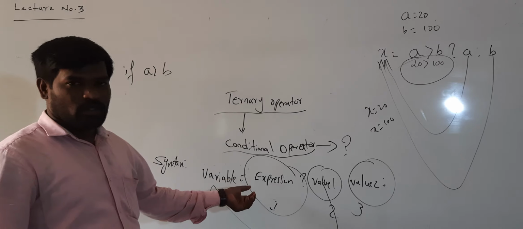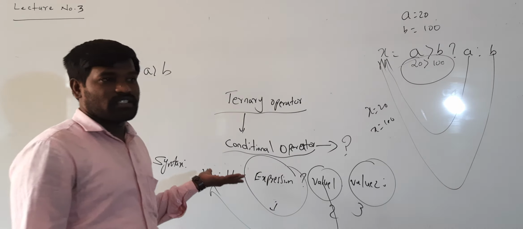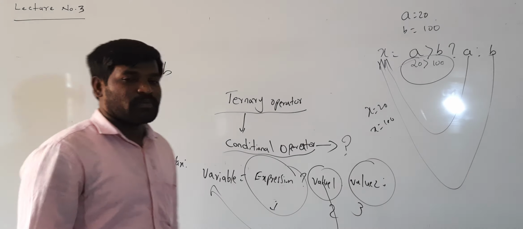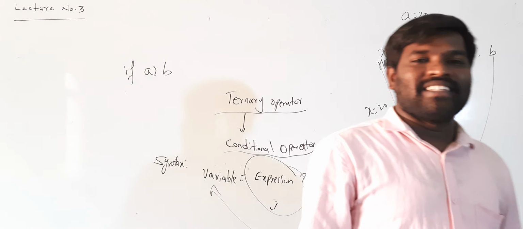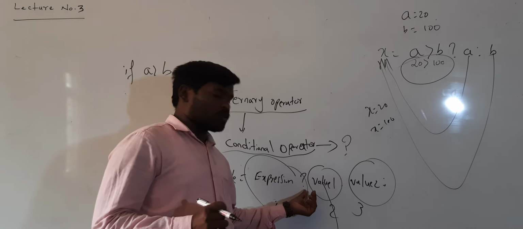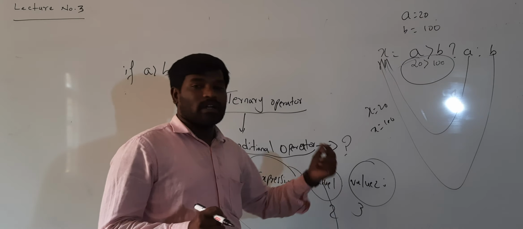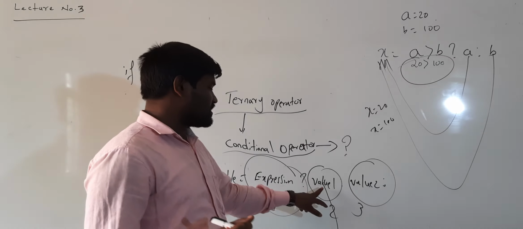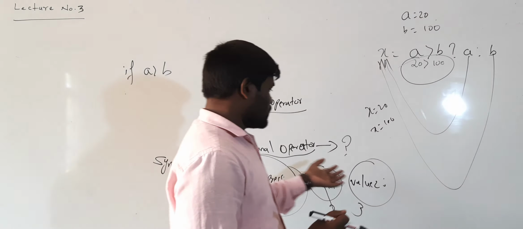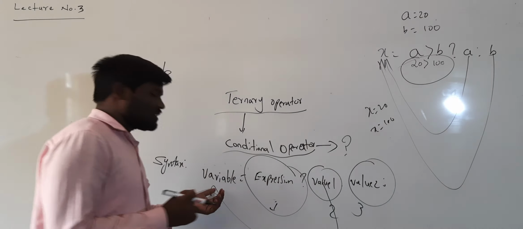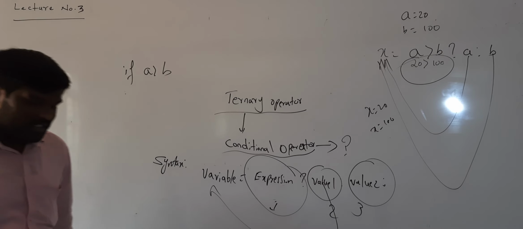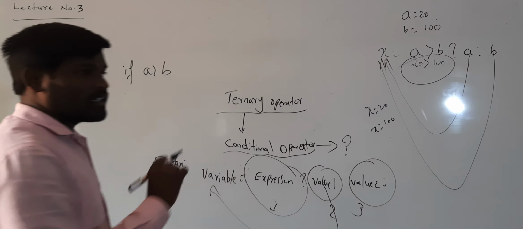Here the variable is a storage variable; you can use any variable. Next you write the expression. It must be a relational expression, a comparison. After that you put one question mark. If the condition is true, value 1 is executed, meaning it is stored in this variable. If the condition or expression is false, value 2 is executed, meaning it is stored in the variable. So this is the ternary operator. In ternary there is only one operator, the conditional operator.